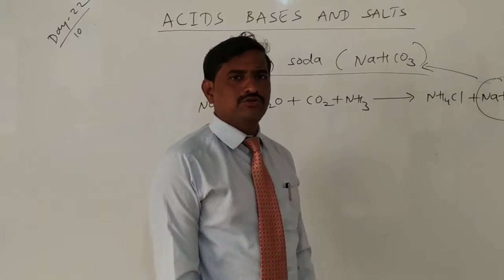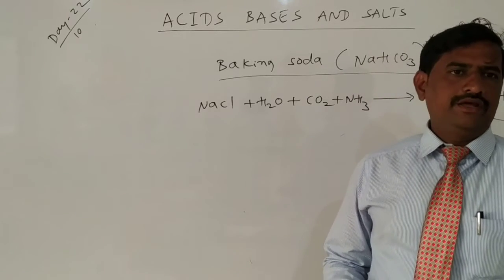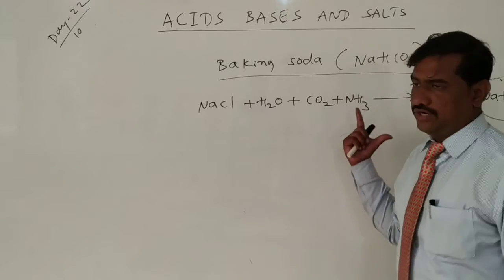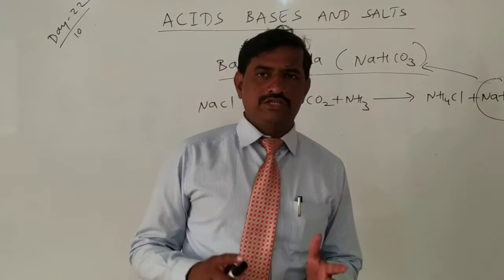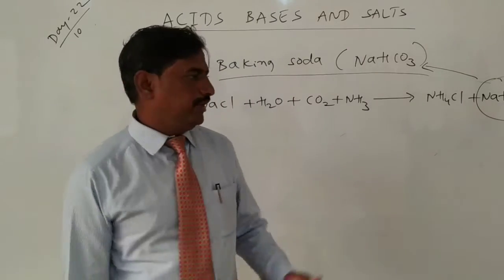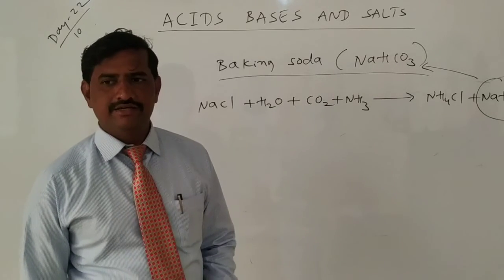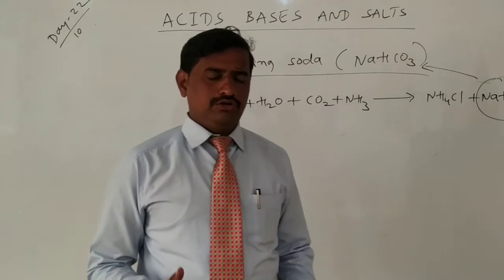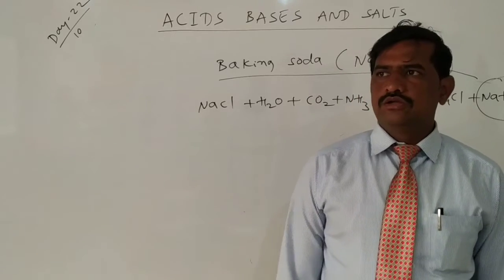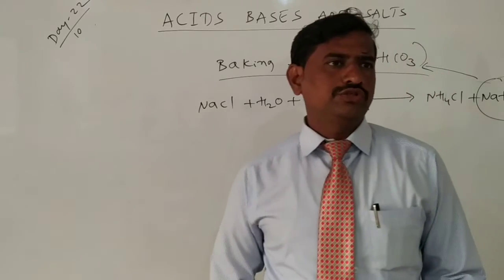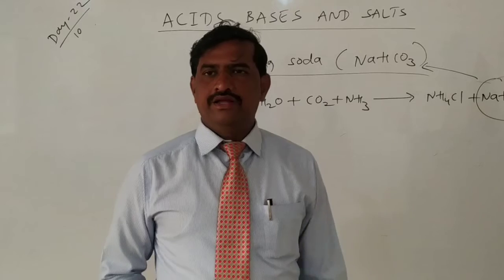Where is it used? Baking soda is used in baking powder in bakeries and to cook food. To manufacture baking powder, we are using baking soda. It is also used as an antacid for the treatment of acidity. Baking soda is also used in soft drinks, that is cold drinks, and in the fire extinguisher.